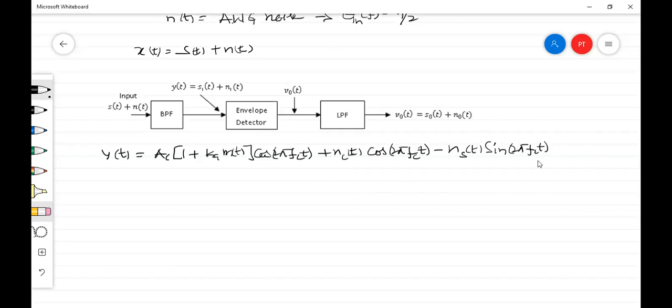Okay, now before we proceed, let us find out here itself the power of the input signal and the power of the input noise.